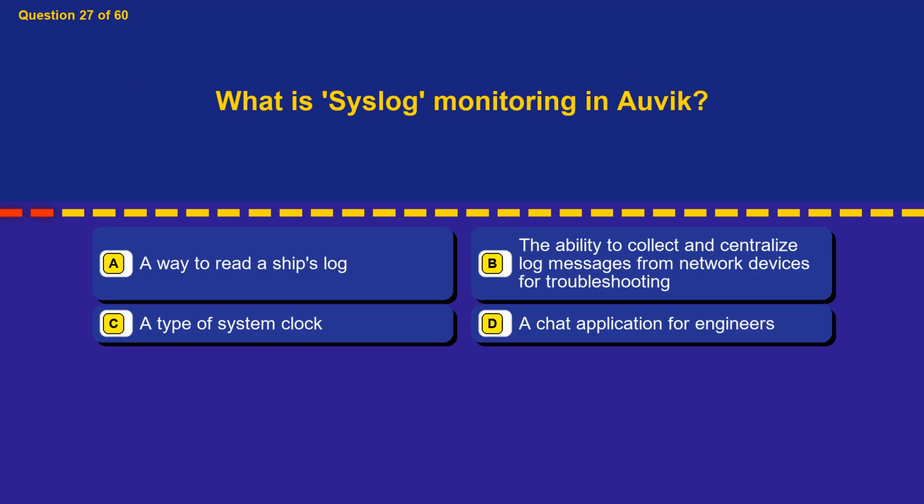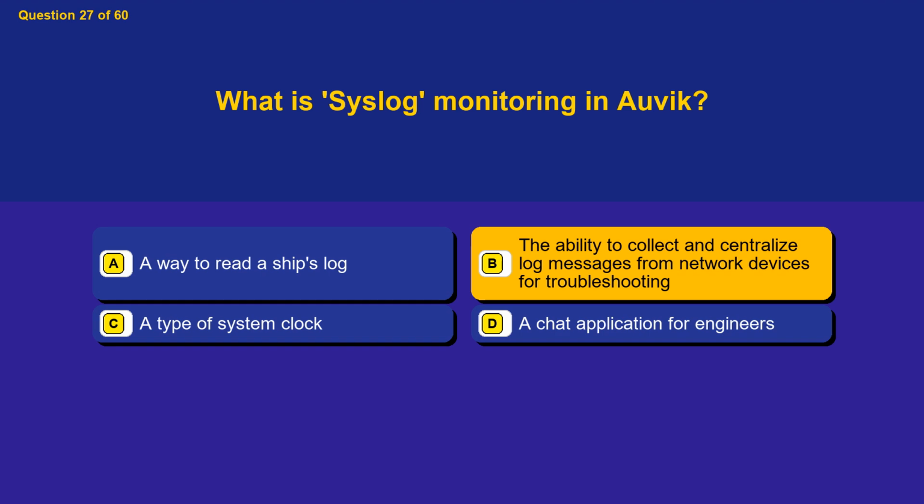Question 27. What is syslog monitoring in Auvik? Option A. A way to read a ship's log. Option B. The ability to collect and centralize log messages from network devices for troubleshooting. Option C. A type of system clock. Option D. A chat application for engineers.